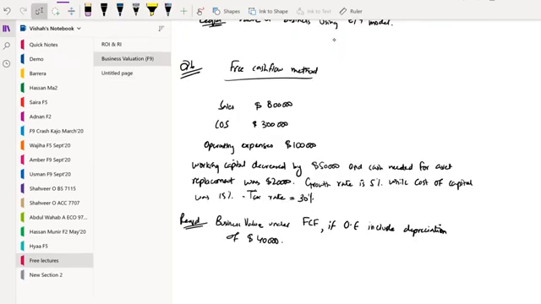Free cash flow method says that sales is 8 lakh, cost of sales is 3 lakh, operating expenses is 1 lakh, and working capital decreased by 50,000, and cash needed for asset replacement was 20,000. Growth rate is 5% while cost of capital was 15%. Tax rate is 30%. Required business value under FCF if operating expenses include depreciation of 40,000.